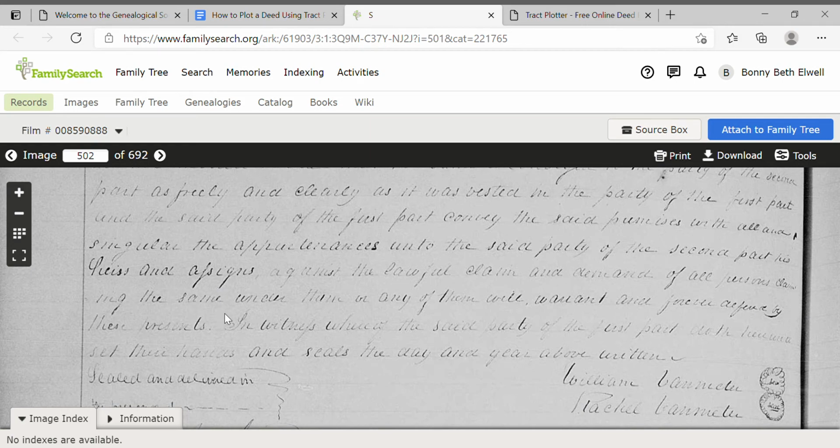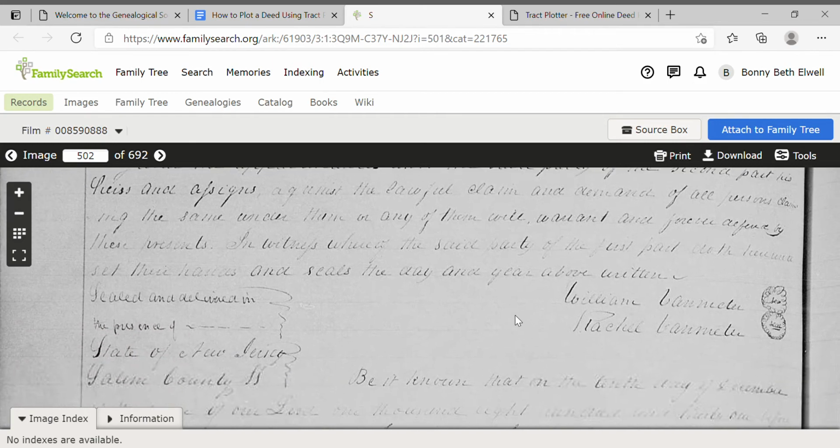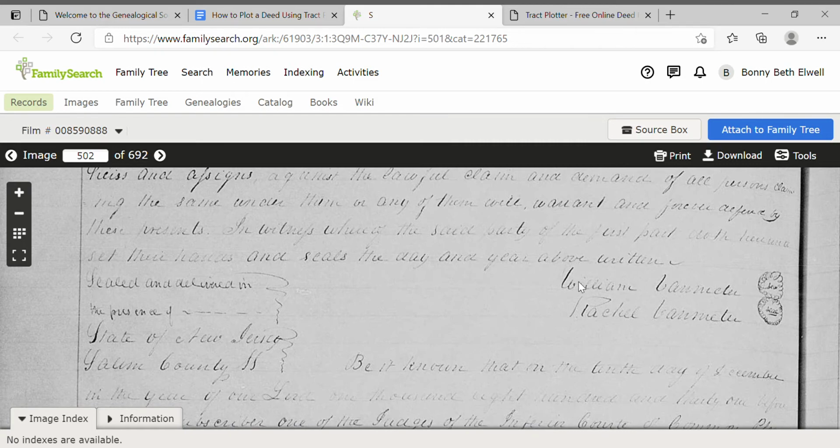And then finally we get to the part, "in witness whereof the said party of the first part doth hereunto set their hands and seals the day and year above written." So this is the next element of the deed, which is the signatures. We have William Van Meter and Rachel Van Meter's signatures. Now this is the recorded copy of the clerk's office, so this is not their actual signatures. It's a copy of them, but the original deed would have their real signatures and their real seals. It also includes the signatures of the witnesses.